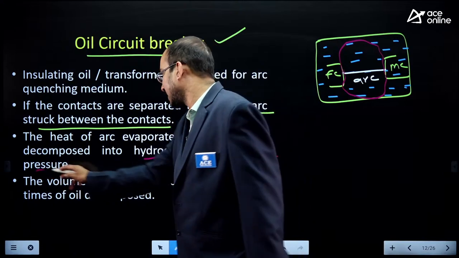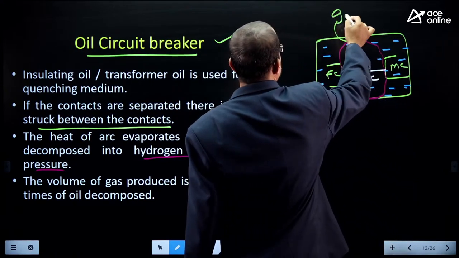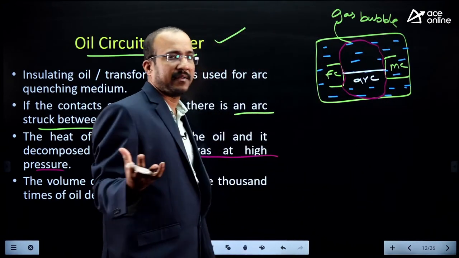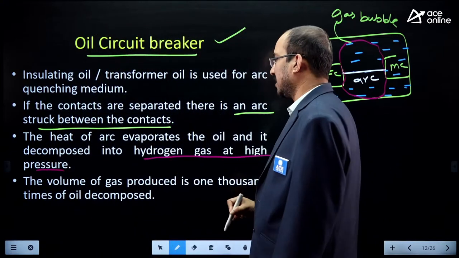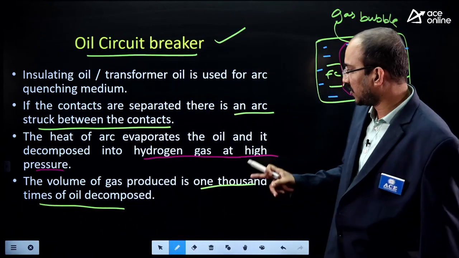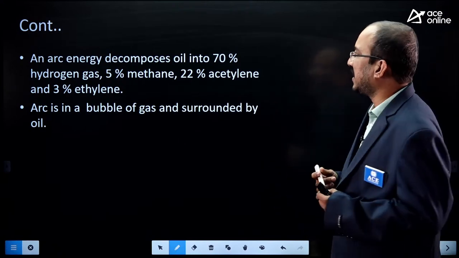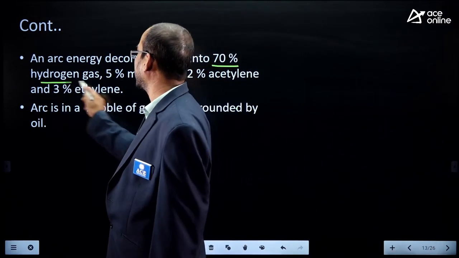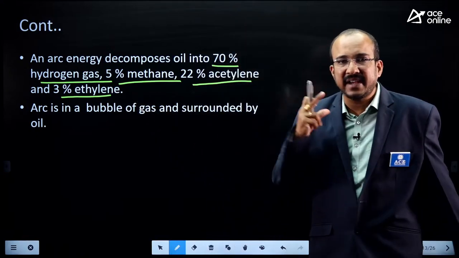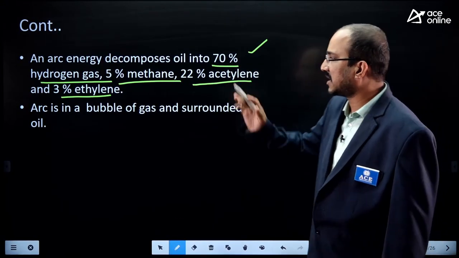Majority of the gas will be hydrogen gas at high pressure. So it will develop the hydrogen gas. This is the gas bubble, we can say. The gas bubble will be developed, which majorly consists of hydrogen gas. The volume of gas produced will be 1000 times that of oil decomposed. Here the arc energy decomposes the oil into 70% hydrogen gas, 5% methane, 22% acetylene and 3% ethylene. Majority it is consisting of what? Hydrogen gas.